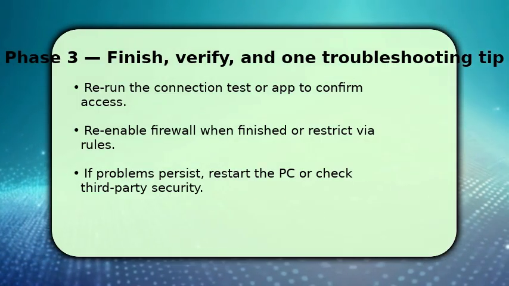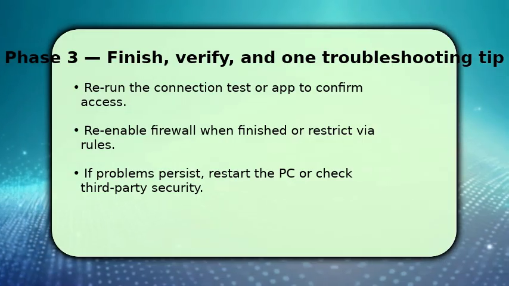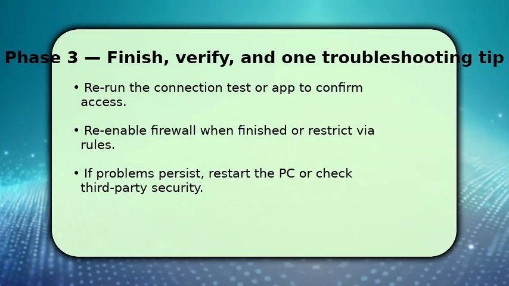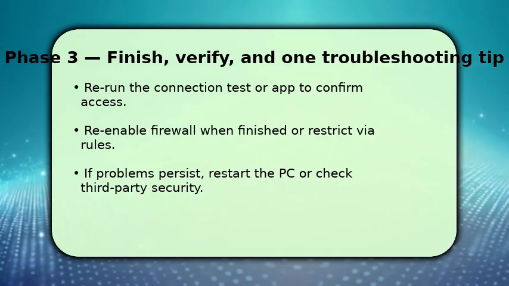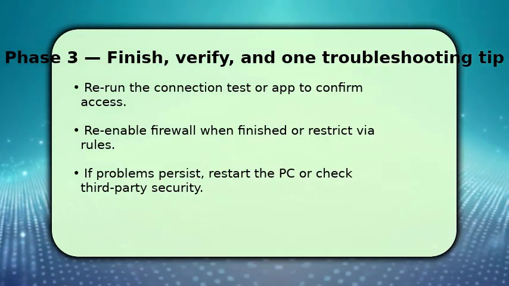If you still have issues, restart the PC to apply changes and verify no third-party antivirus or firewall is overriding settings. Sometimes vendor software blocks toggles. If restart fails, run the Windows Network Troubleshooter to gather diagnostic info.